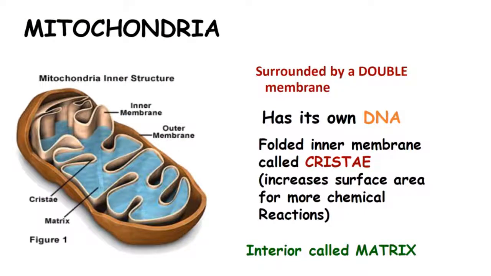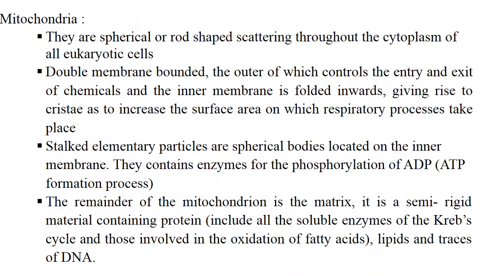Coming to mitochondria. This is surrounded by a double membrane, has its own DNA, and has a folded inner membrane called cristae that increase surface area for more chemical reactions. The interior is called the matrix. Mitochondria are spherical or rod-shaped, scattered throughout the cytoplasm of all eukaryotic cells. The outer membrane controls the entry and exit of chemicals, and the inner membrane is folded inwards, giving rise to cristae, which increase the surface area on which respiratory processes take place.